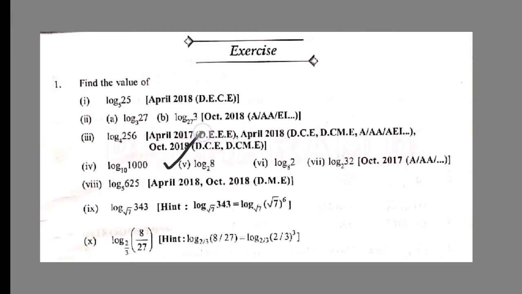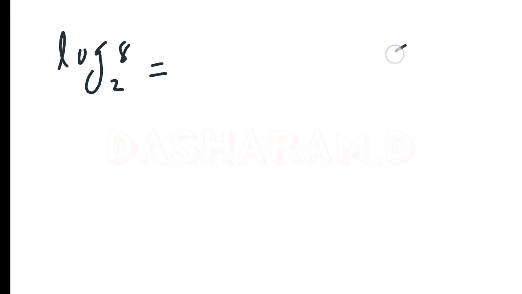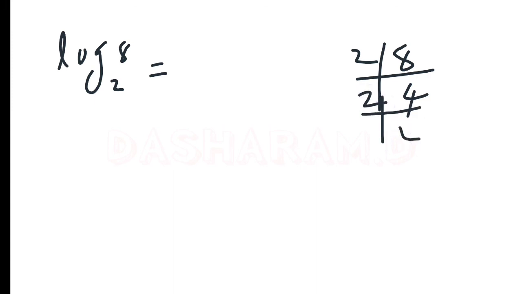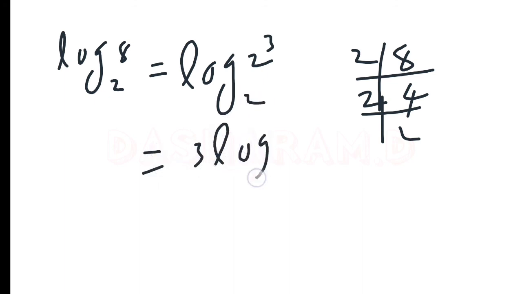Next, the fifth problem: log 8 base 2. Here 2 fours are 8, 2 twos are 4. So log 8 can be written as 2 cube base 2. So 3 log 2 base 2. So 3 into 1 equals 3.